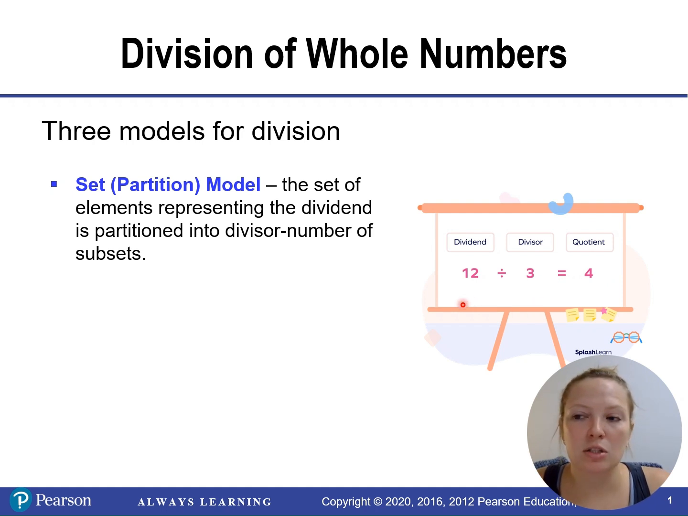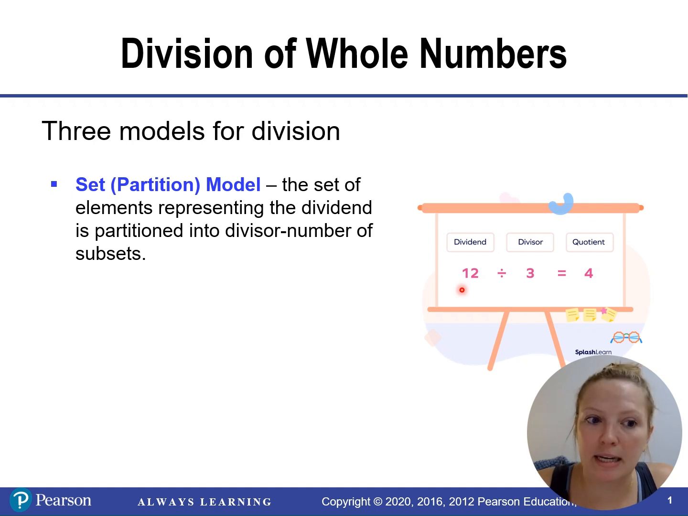In this case, the quotient is 4. So the first type of division model I'm going to introduce you to is the set or partition model. This is when the set of elements representing the dividend is partitioned into divisor number of subsets. So in this example of 12 divided by 3 equals 4, I would divide 12 into, or partition it into, 3 subsets, and each subset would contain 4 items.